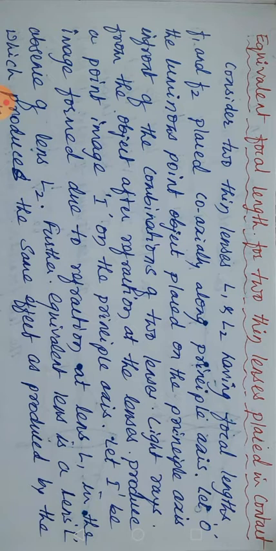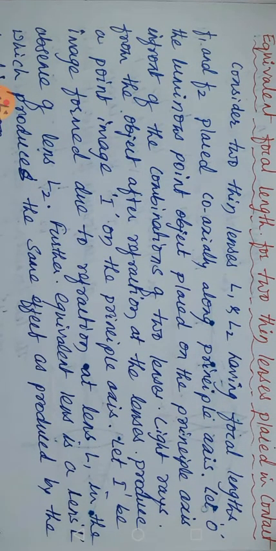So, let us consider two thin lenses L1 and L2 having focal lengths f1 and f2 placed coaxially along a principal axis. Let O be the luminous point object placed on the principal axis in front of the combination of two lenses. You can visualize things with a ray diagram. For the time being, you need to write all this explanation pertaining to the ray diagram. In that context, I am just going through the explanation. Once you refer to the diagram, you will understand the subject.